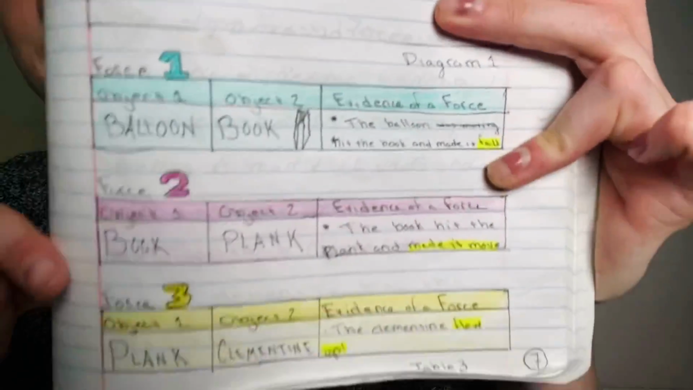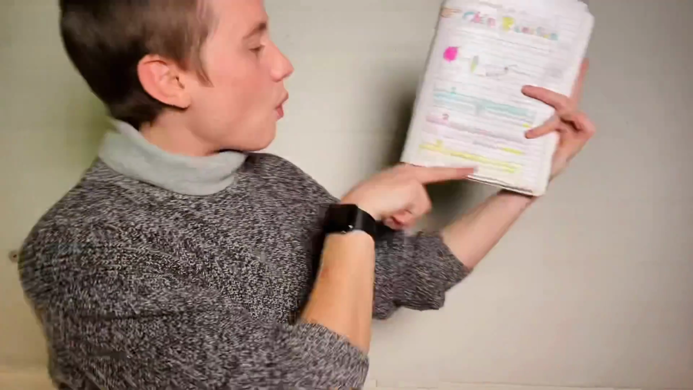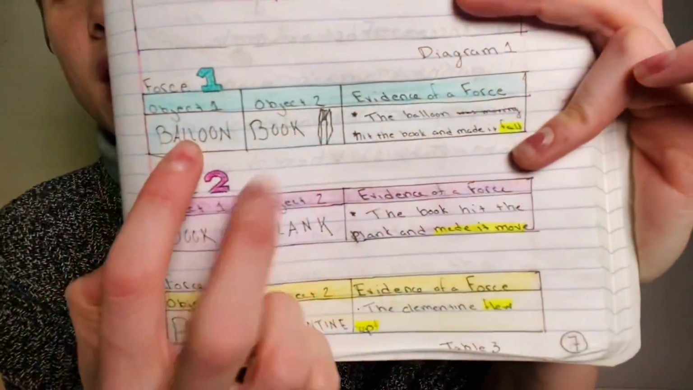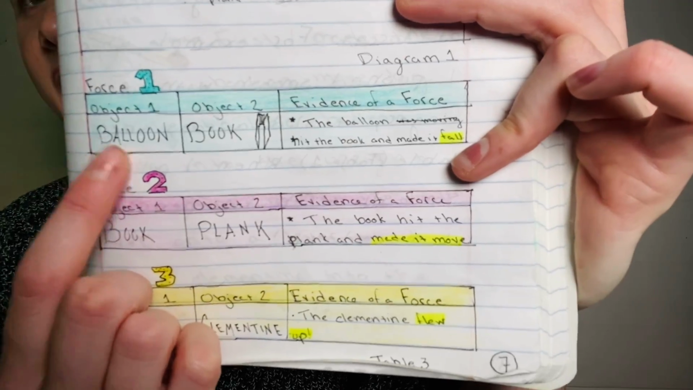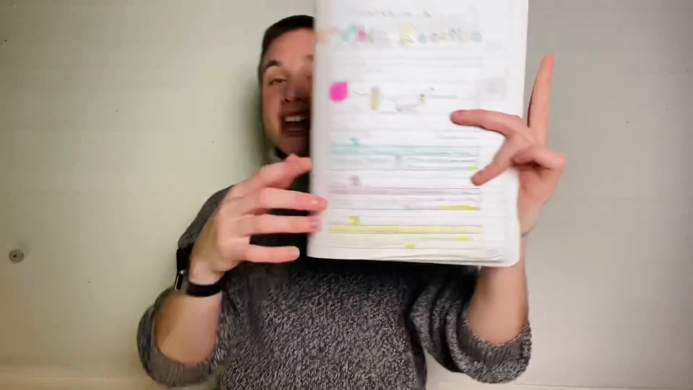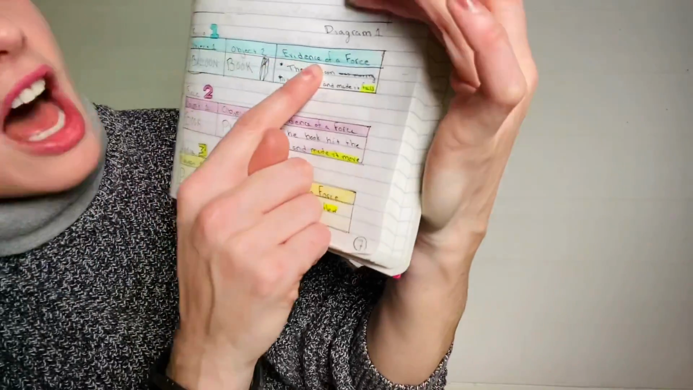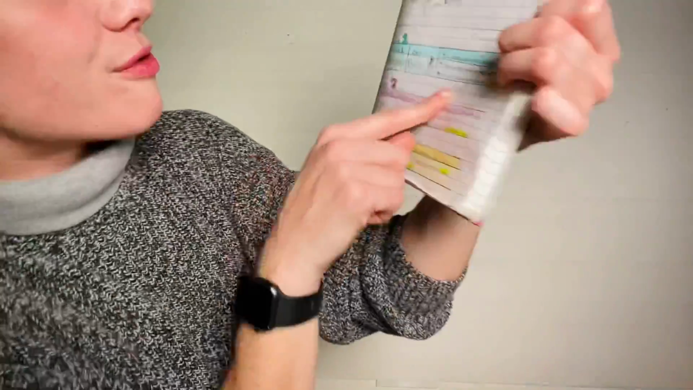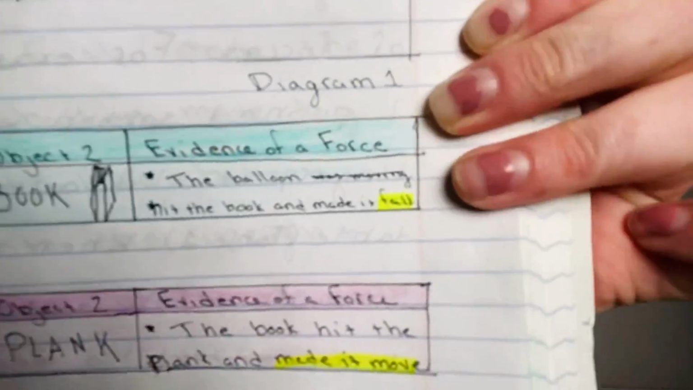Okay, that's the diagram. Second, you need to record your observations in a table. So you can see my table right here where I have force 1, force 2, force 3. So force 1 happens between which two objects? I write my first object, my balloon, and my second object, my book. So here you would write your first two objects. Then you are going to write the evidence of a force that you observed. And remember, if something moves, that's evidence of force. So you can see right here, I wrote the balloon hit the book and made it fall.